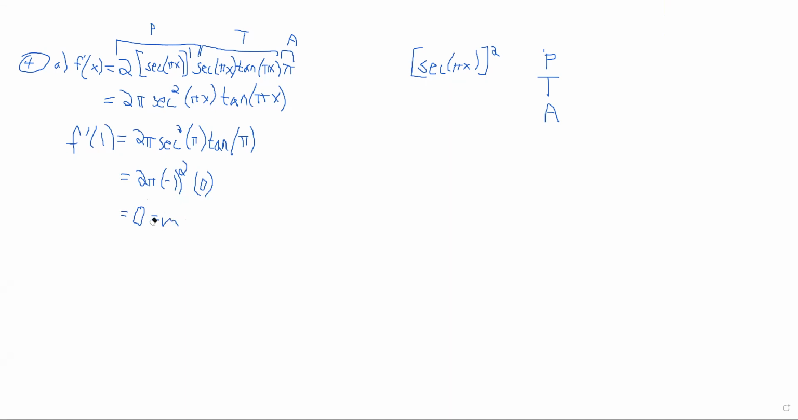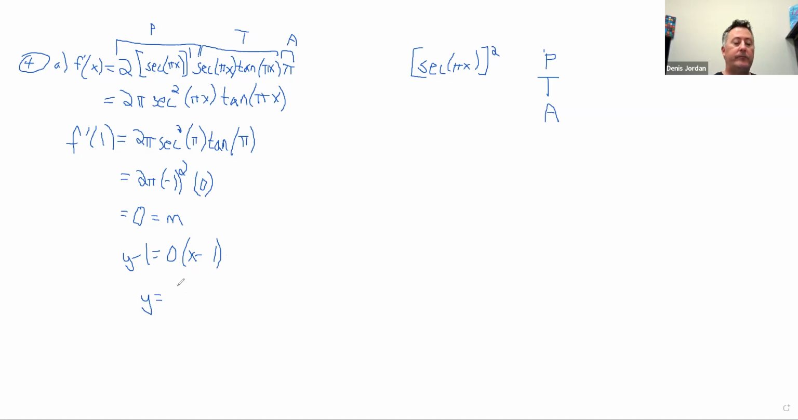Now we have y minus y1 equals m times x minus x1. So we plug in the 1 and the 0. You still put the 0 in there. The only time you wouldn't put the slope in is if it was undefined. But if it's 0, go ahead and throw that in there, because it knocks everything out on the right side. So y equals 1.